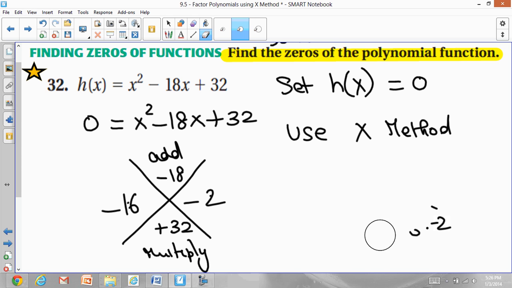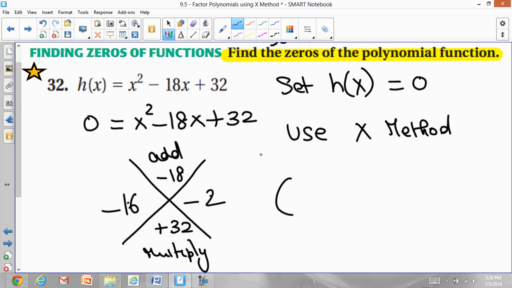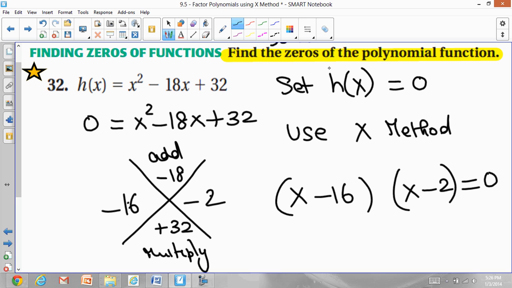Once you get this, now we need to write the factors. I'm going to use the variable x, which is given in the question. So I'm going to open up two parentheses. The first one is going to be x minus 16. The second one is going to be x minus 2. Now I'm going to set it up to a 0. They are asking you to find the zeros. Find the zeros means they are asking you to solve it all the way through.